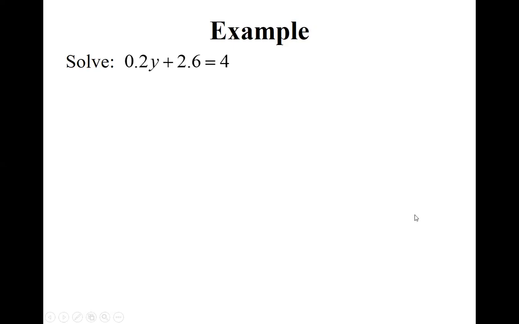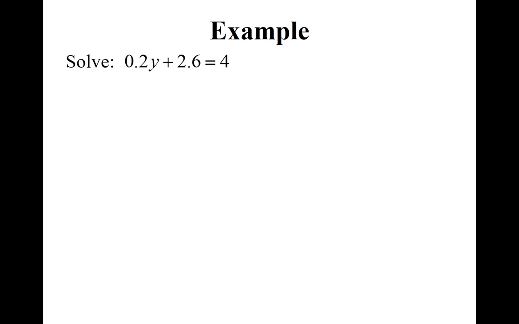0.2y + 2.6 = 4. To get the y by itself, we need to get the 0.2y by itself, which means we need to undo adding 2.6, which means we need to subtract 2.6 from both sides. Even though we're getting good at the steps of solving equations, doesn't mean that working with decimals isn't annoying. Especially when we're doing it by hand.